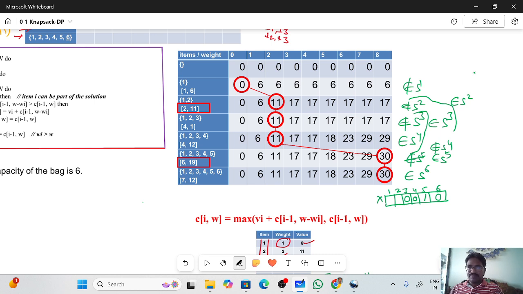Then think about item 2. 11 belongs to S2? Yes. 11 belongs to S1? No, it does not belong to S1. So we are going to include that item. When you include that item, we must subtract its profit. What is the weight profit as of now? 11. 11 minus the second item profit, 11, is 0.